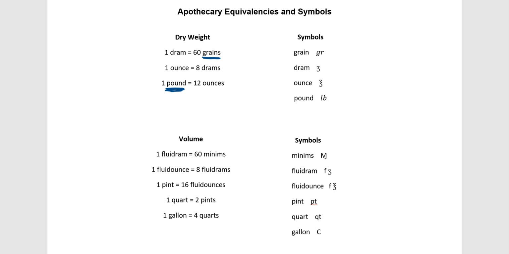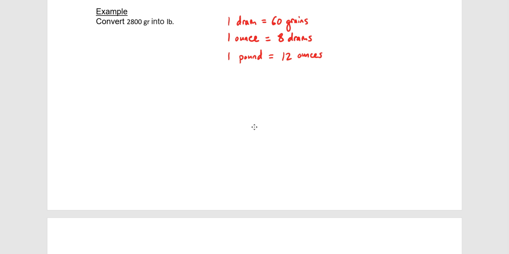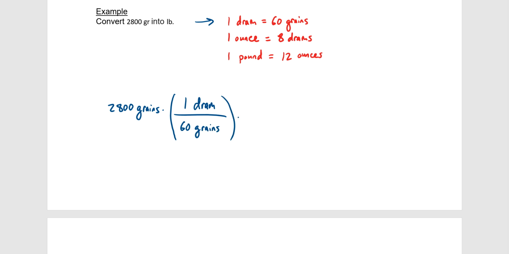So this one actually we're going to have to do an extra conversion. So we're going to convert from grains to drams, and then drams to ounces, and then ounces to pounds. So I'll go back and rewrite all of these down on the problem. Okay, and we are starting with 2,800 grains. And let's multiply by this first conversion here, which is going to be converting to drams. So we need drams in the numerator, so that's this first one. So that's going to be 1 dram divided by 60 grains.